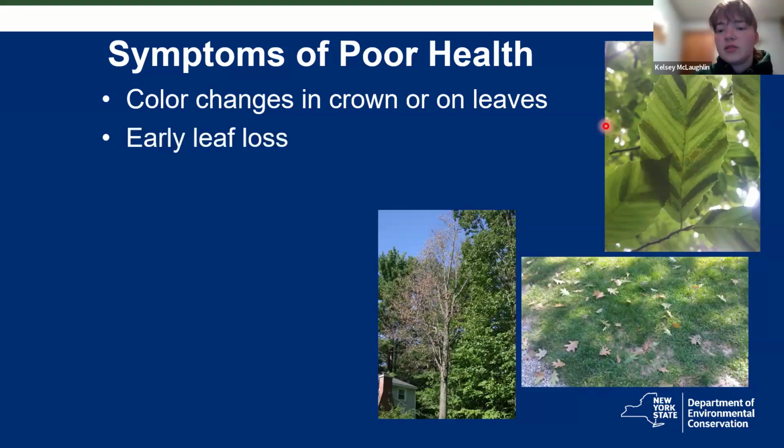Early leaf loss is also a symptom of poor health. So these are pictures of oak wilt. That's another tree disease we can talk about. And in this picture, you can see this tree is 90% defoliated, and all the trees around it are still nice and green and healthy. So that's a sign that something is seriously wrong.